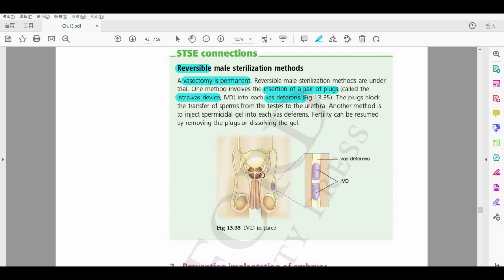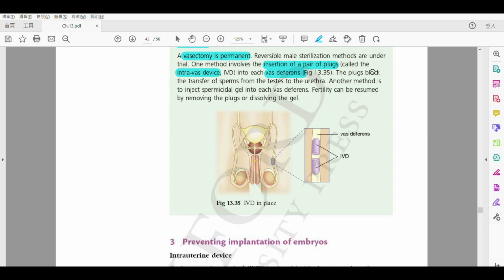produced by these three glands. Okay? It will still be produced by these. So the sperm will not be able to get there. Also, other than blocking the transfer of sperm, it may also contain some spermicide, or what is called spermicidal gel. So once the sperm encounter a spermicidal gel, it will die.